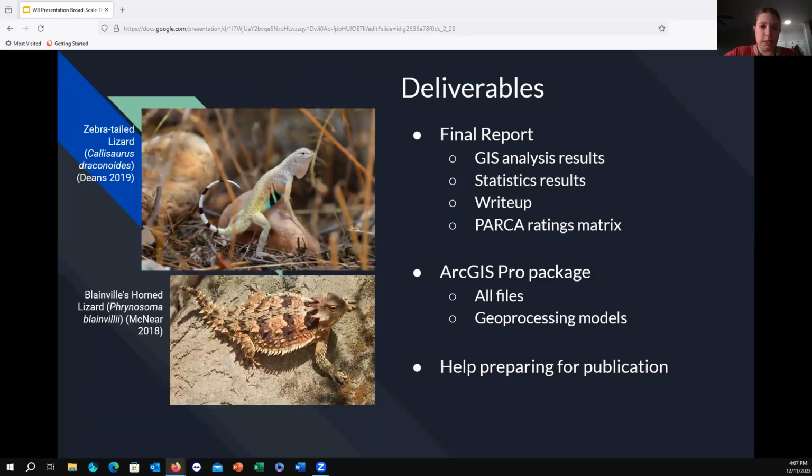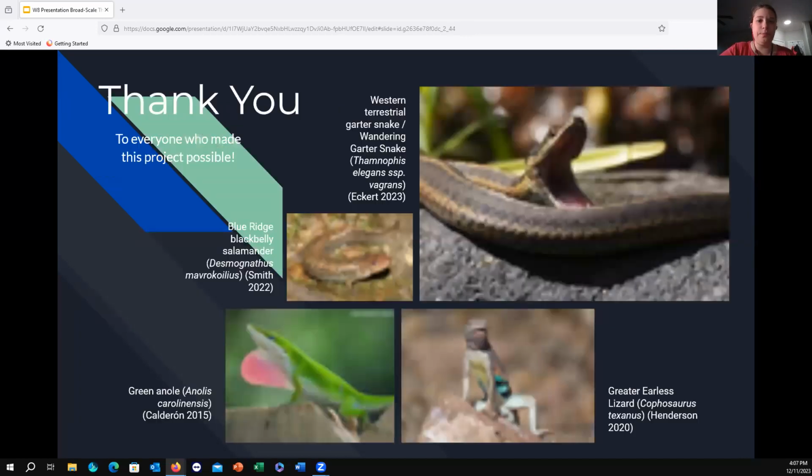The deliverables provided to ARC will include a final written report and an ArcGIS Pro package. The ArcGIS Pro package, along with any geoprocessing models generated during this report, will be included as a file sent to ARC. If results are interesting, novel, or useful, I will assist ARC in publication.